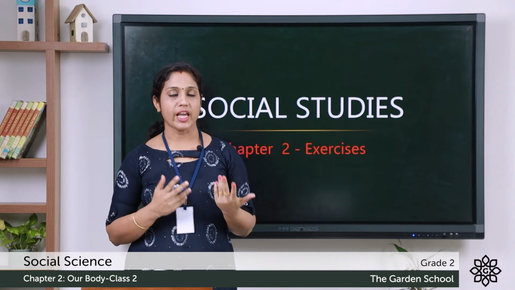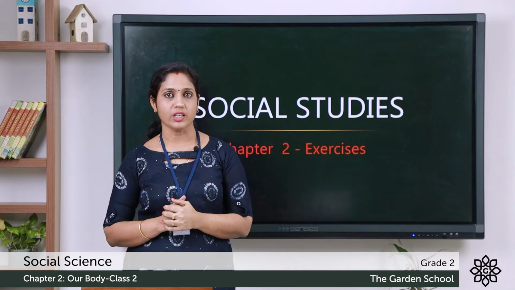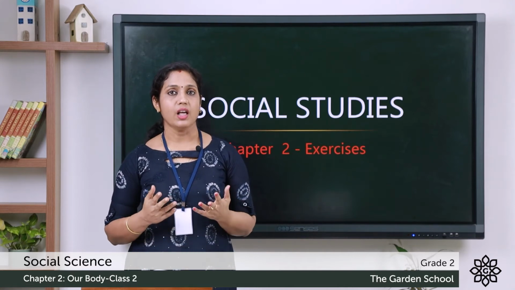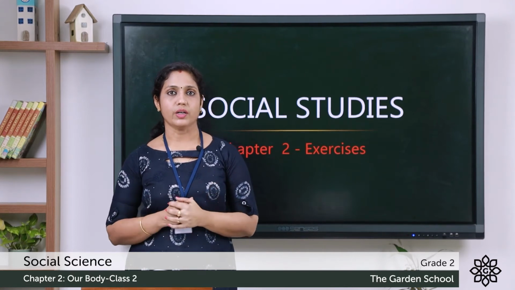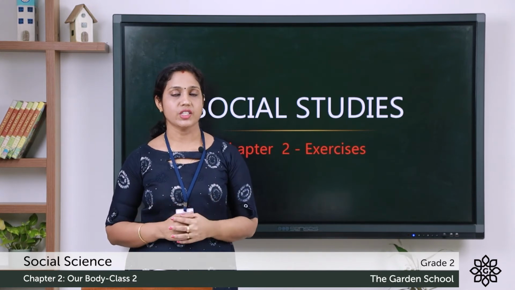In the last class of social studies, we learned chapter 2, our body. We learned about external and internal organs, and the different functions of the internal organs. We learned about the brain, lungs, heart, stomach. So hope you have read the chapter. Now let's move on to the exercise of this chapter.